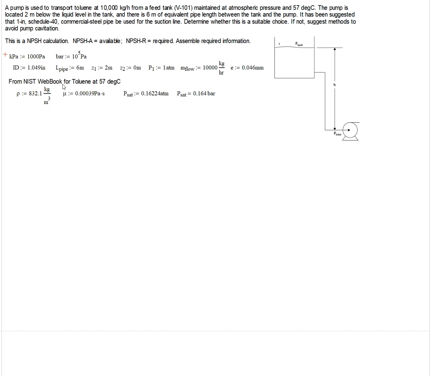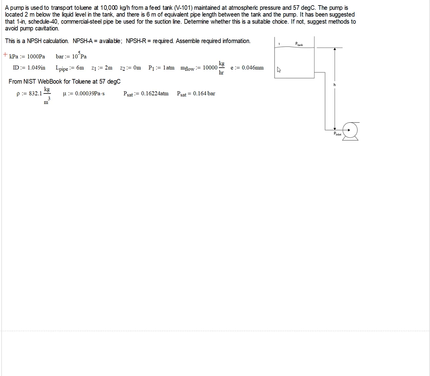So I went to the NIST Webbook. I think this is one of the best sites for looking up properties like this. And so we get a density, we get a viscosity, and then we have our saturation pressure, the vapor pressure, given to us in a couple different units.